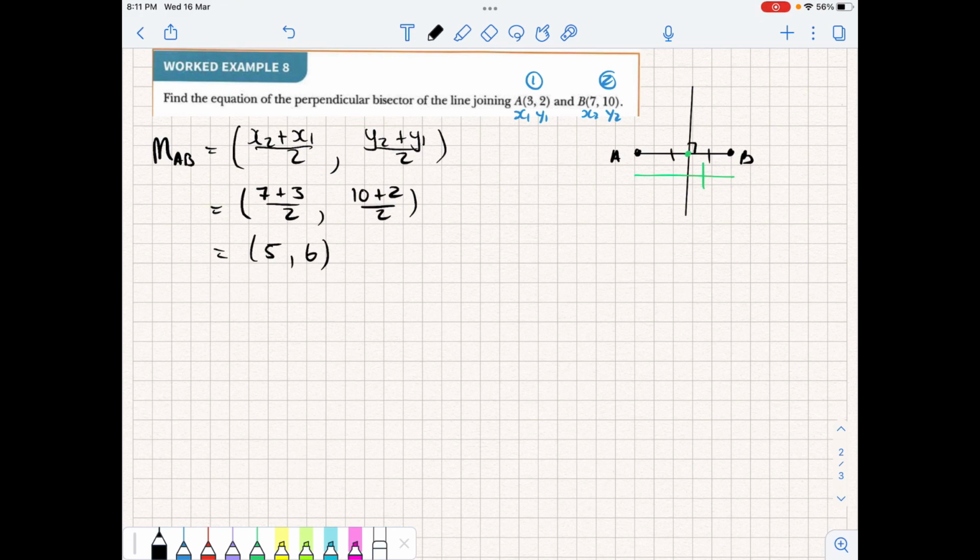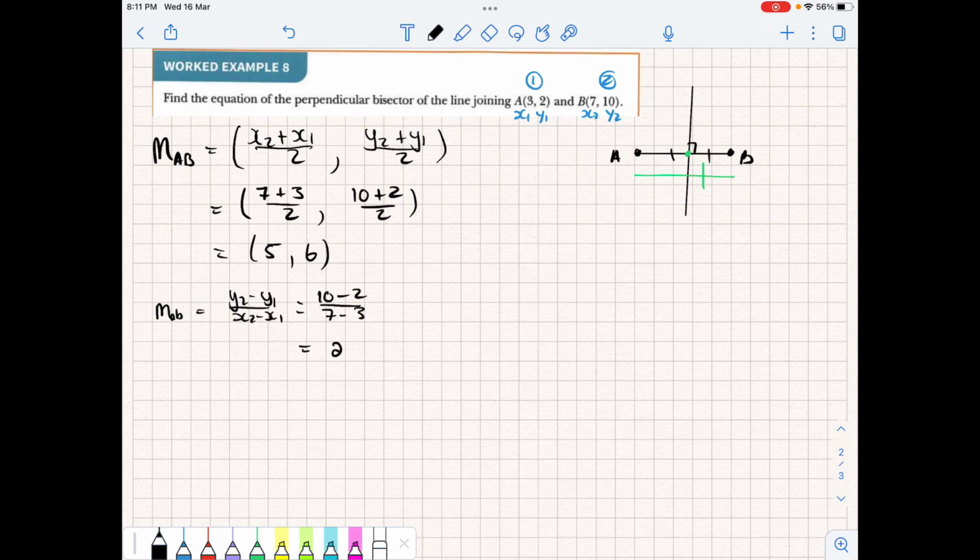Right, so from here, we need to calculate the gradient from A to B. So we can say the gradient of AB is equal to, and we know this is, (y2 minus y1) over (x2 minus x1). And I've already labeled the points, so I can just go straight in. So we can go (10 minus 2) over (7 minus 3). And that's going to give me a gradient of 8 over 4, which is just 2.